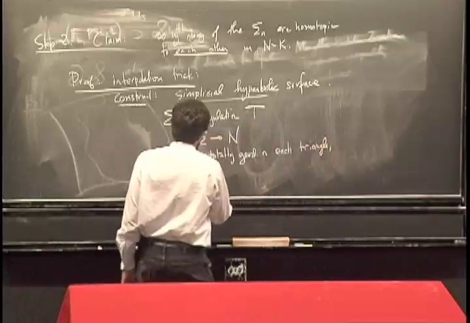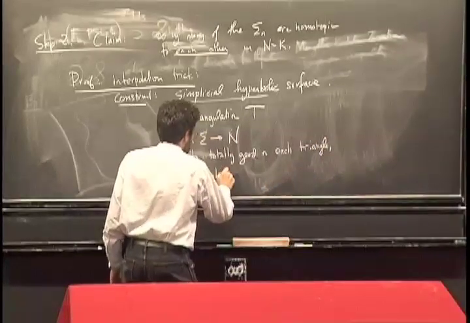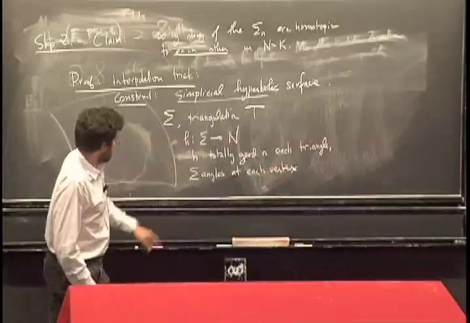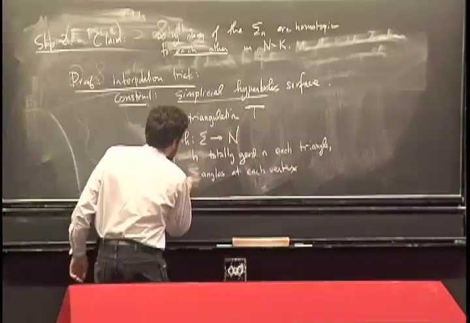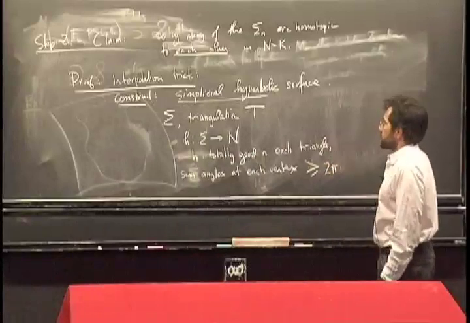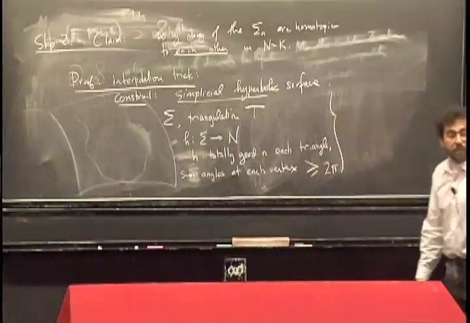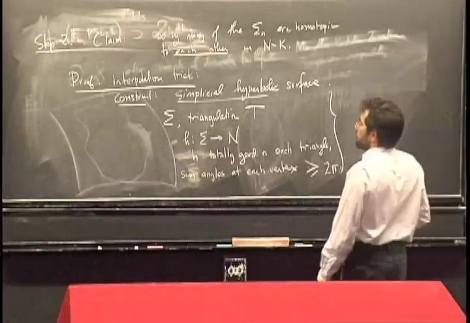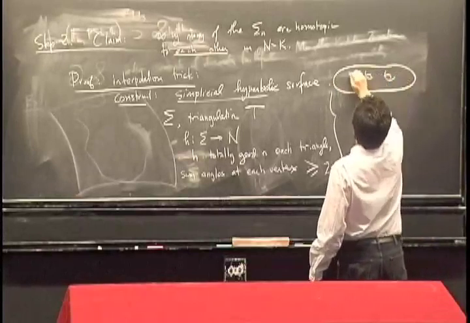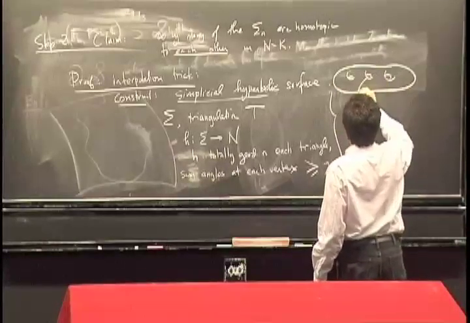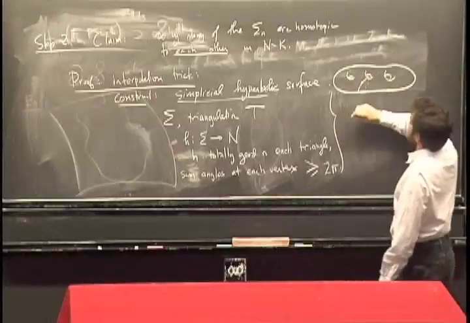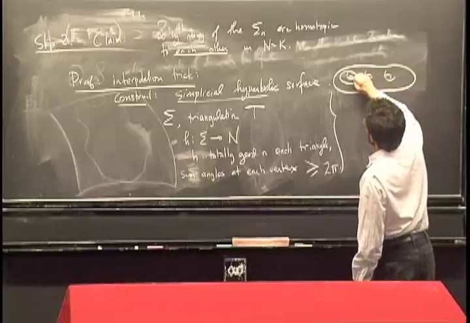And then the sum of the angles at each vertex is at least 2 pi. I guess sigma was a bad name for the surface, sorry. So that turns out to give it its negative curvature properties. A sort of easy way to build one is the following. You take your surface and you pick one closed loop on the surface, and then you take a vertex on that closed loop and triangulate the rest. So maybe it looks like this.